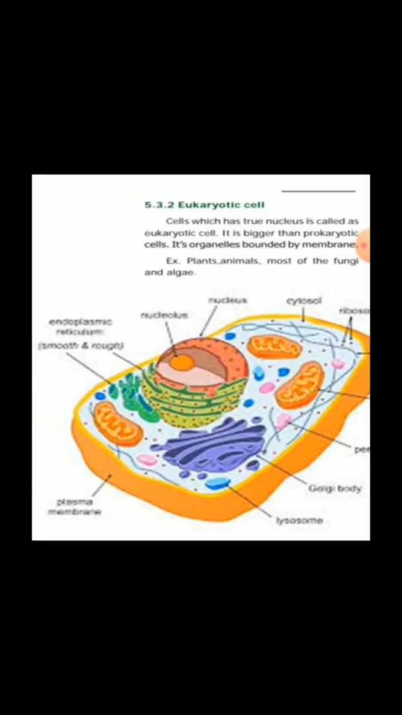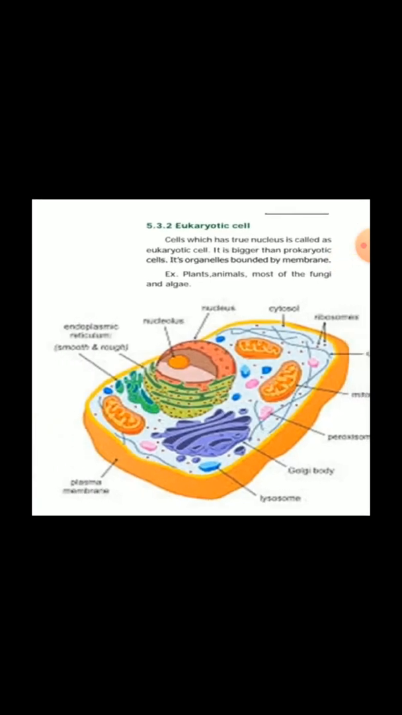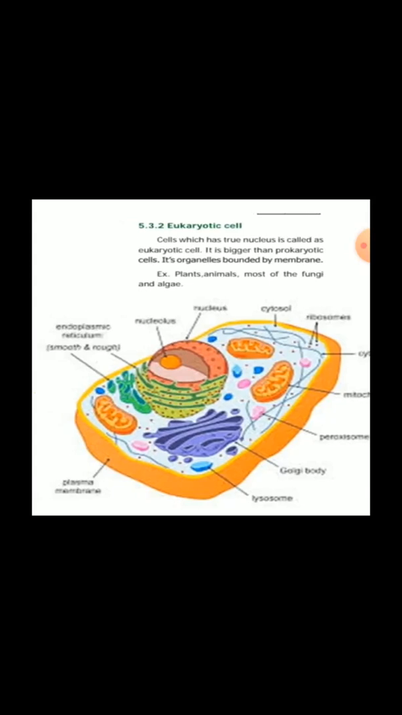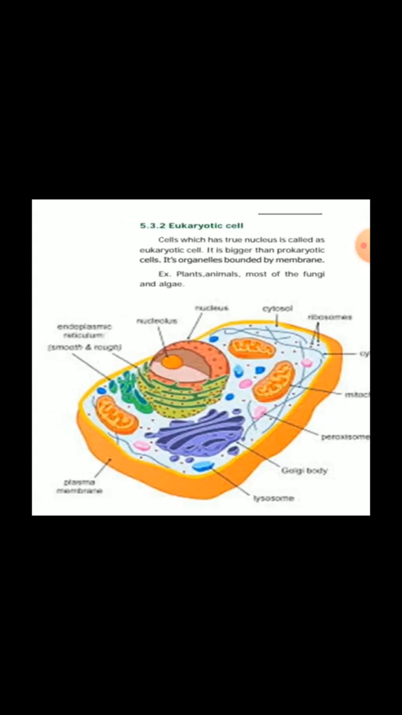See this diagram. The center part is the nucleus. Endoplasmic reticulum, ribosomes, lysosome, plasma membrane, like that the structure is. So the eukaryotic cell's organelles are bounded by the membrane. Do you understand, children? Okay.